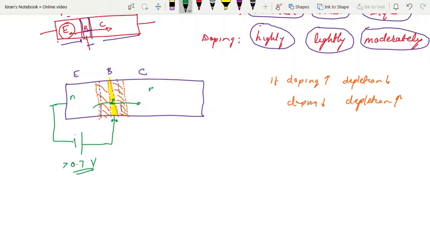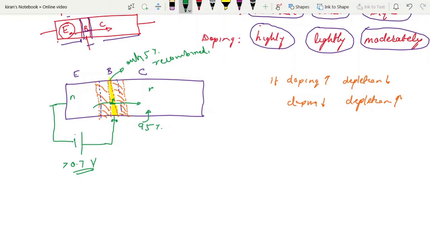And because of that, almost 95% of charge carriers are collected at the collector region. Only 5% of charge carriers get recombined in the base region. We'll be discussing this in more detail.